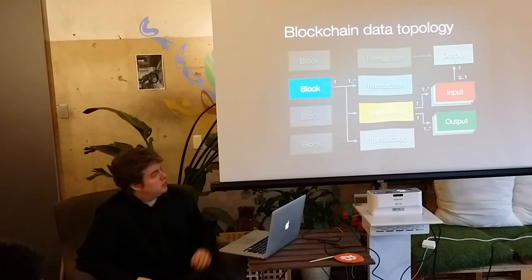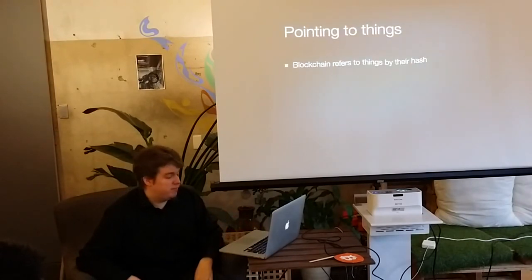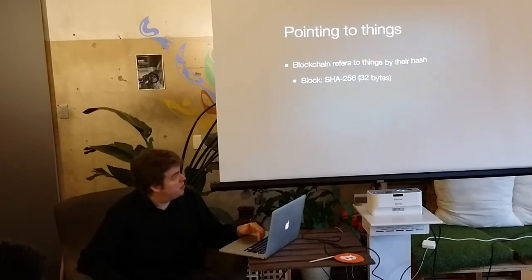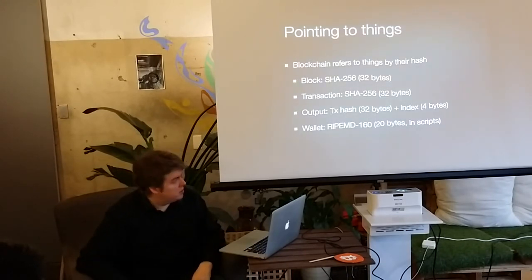So on the blockchain, we have all these entities, and they're all referring to each other. And the way they refer to each other is by their hash. For the blocks, we have a SHA-256. It's 32 bytes. Not too big, but big if you have thousands, millions of these things. Same for a transaction. An output we refer to as the transaction hash and then an index, so that's 36 bytes in total. And wallets are not directly referred to, but they have a 20 byte hash that's always encoded in the scripts instead.